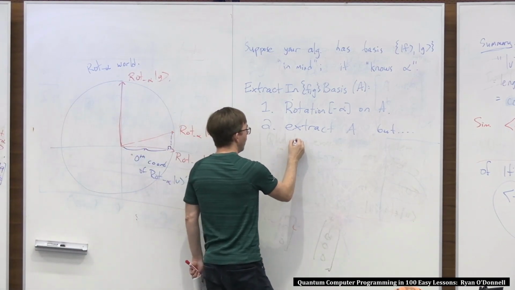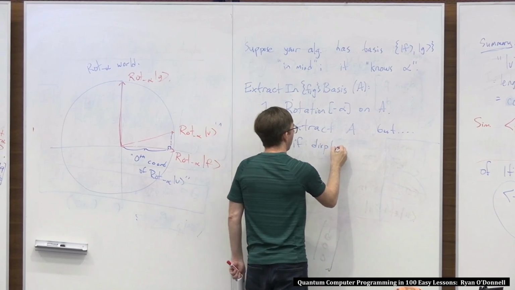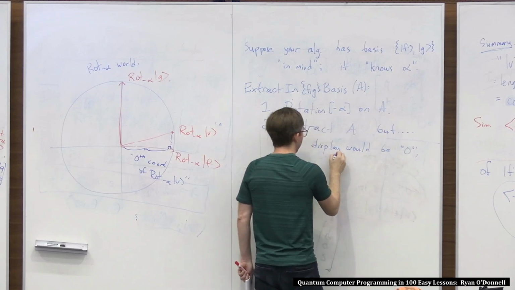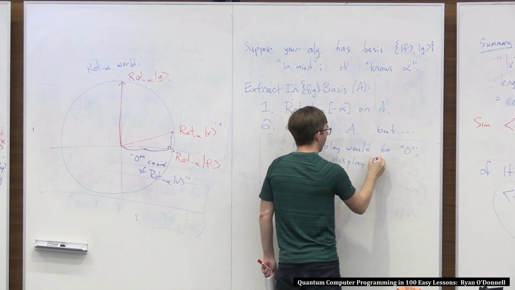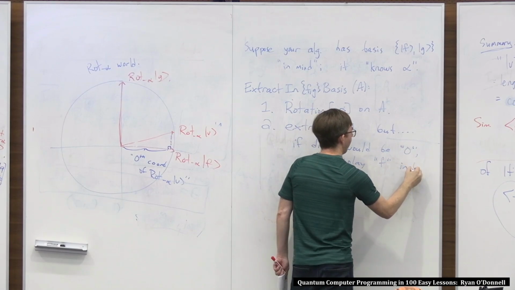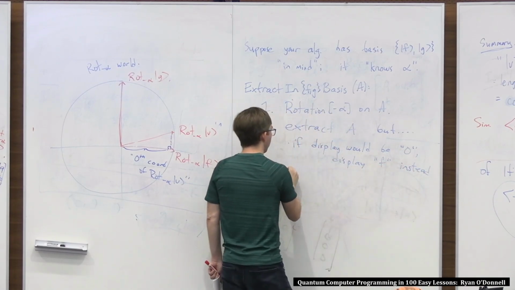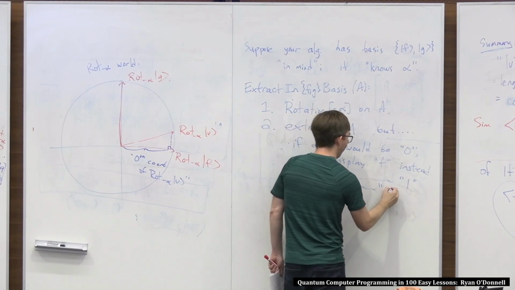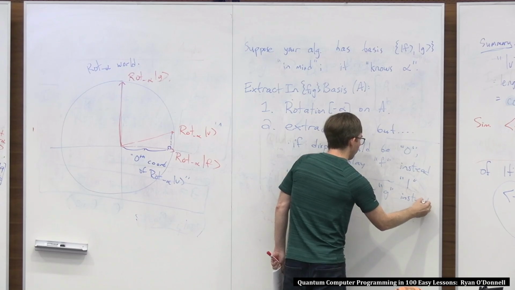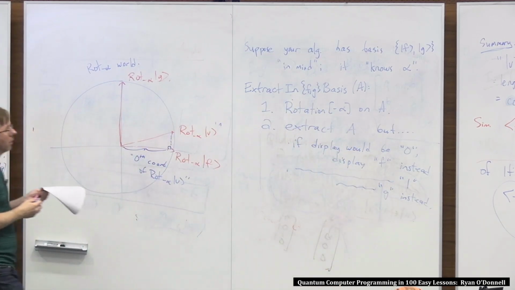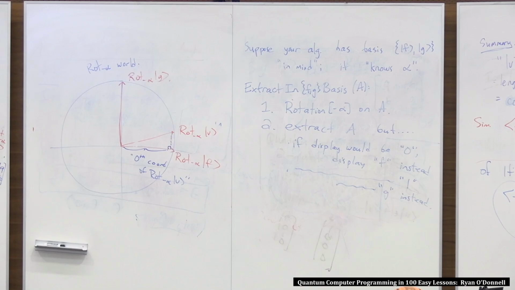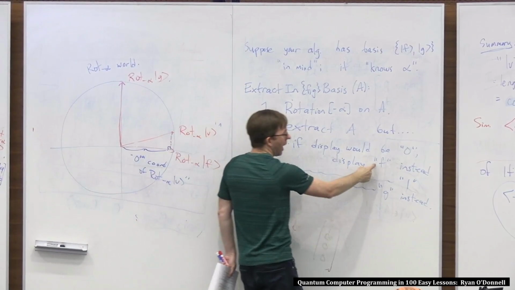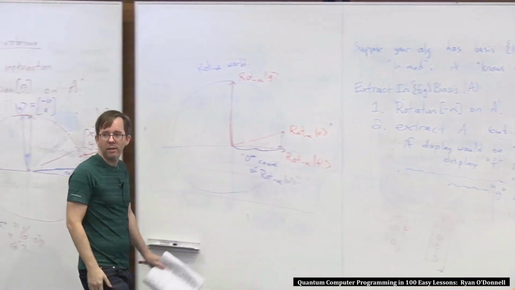So we'll say, if the display would be 0, then display the string f instead. And on the other hand, if the display would be 1, then display g instead. Okay, so this is my little two-line function called extract in FG basis. And what does it do on a qubit? It rotates it, and then it prints out either f or g, and then A is deleted, as usual.